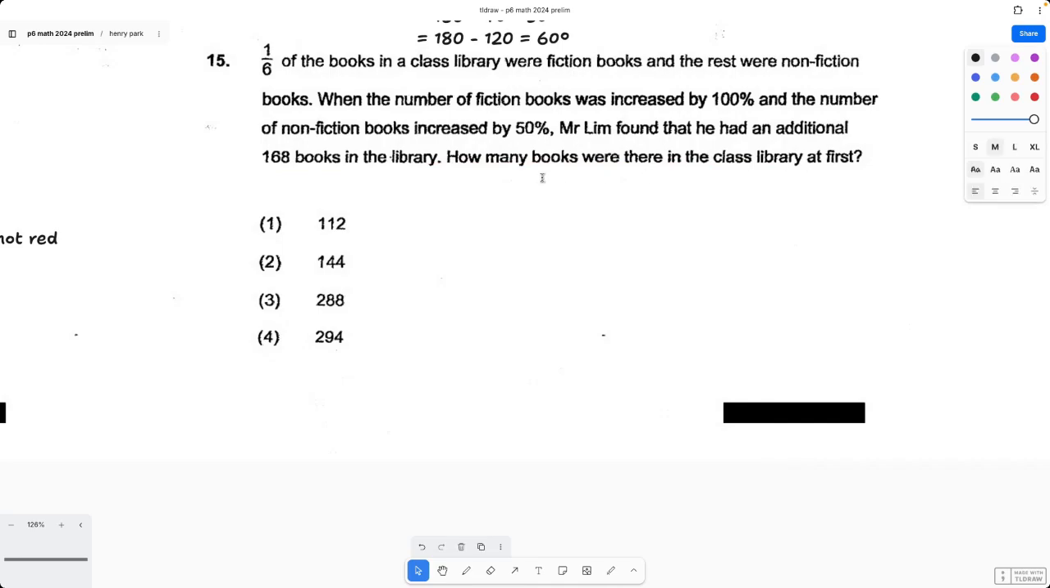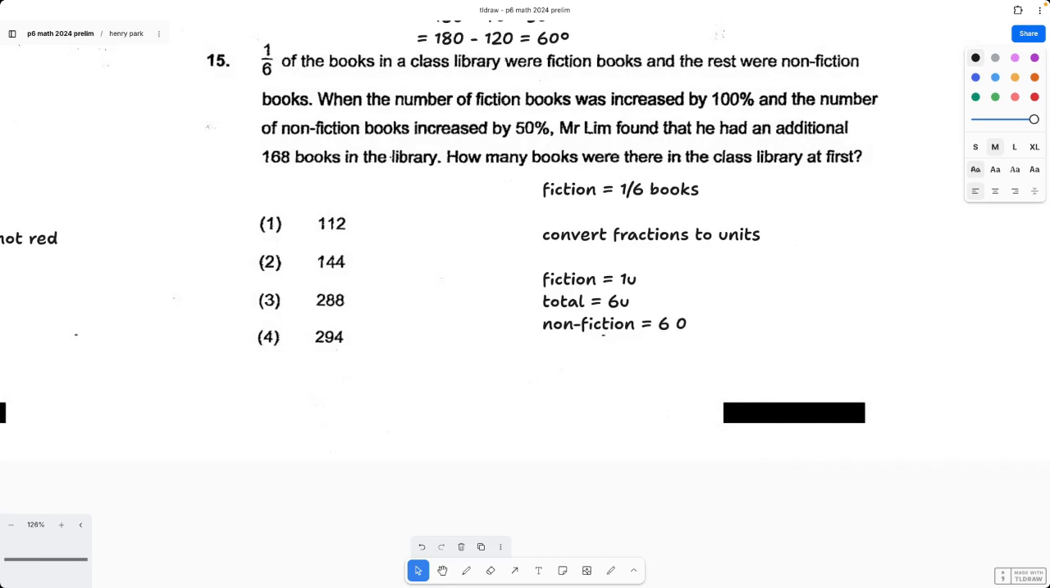Okay, so in this case over here, let's convert. So 1/6 is fiction. Fiction is equal to 1/6 of books. Usually I just like to convert fractions to units. So that means fiction is 1 unit, and then non-fiction. We know the total is equal to 6 units. So non-fiction is equal to 6 minus 1 equal to 5 units. So yeah, this is the first part.